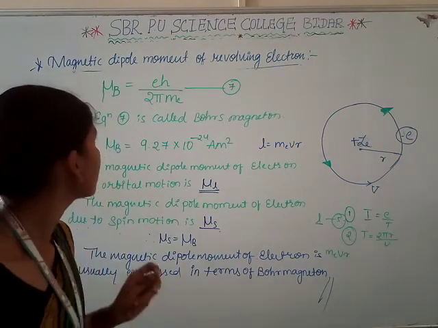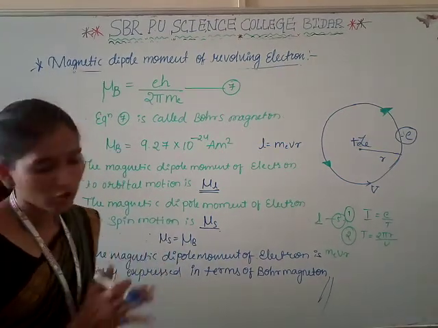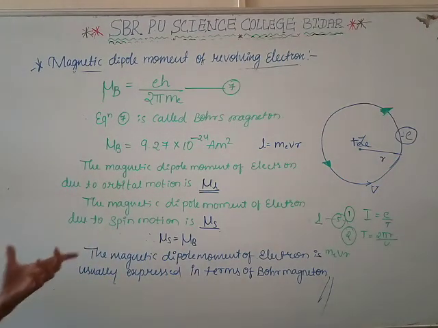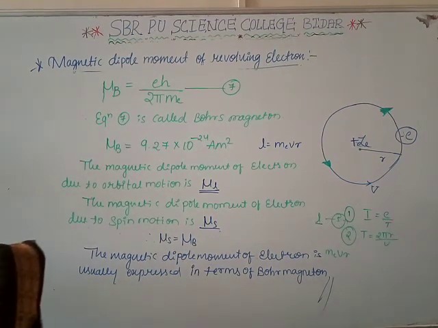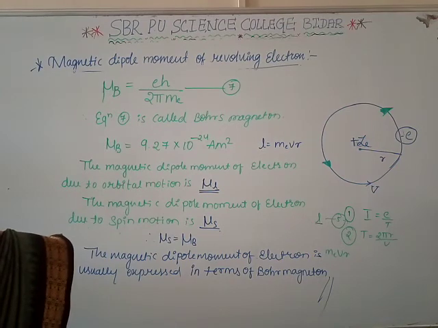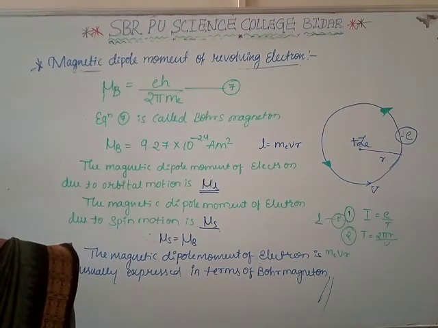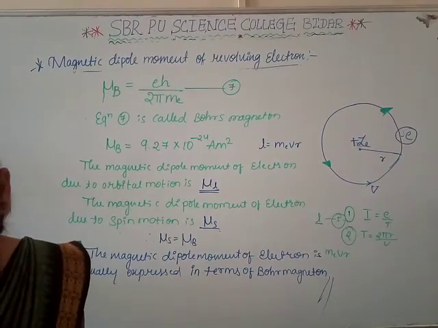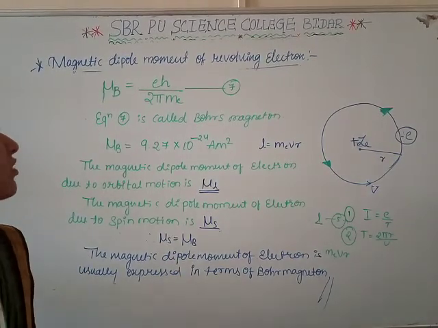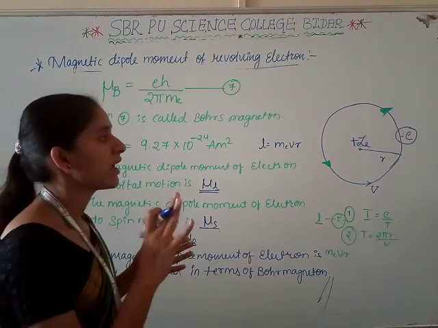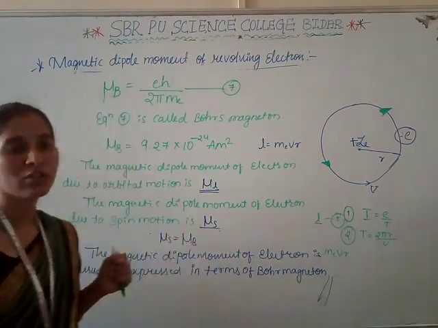In the next class, we continue with the topic of galvanometer. We have the topic moving coil galvanometer, the conversion of galvanometer into ammeter, and the conversion of galvanometer into voltmeter.